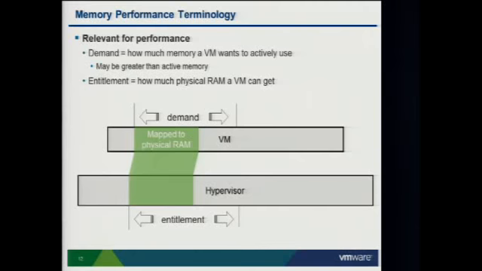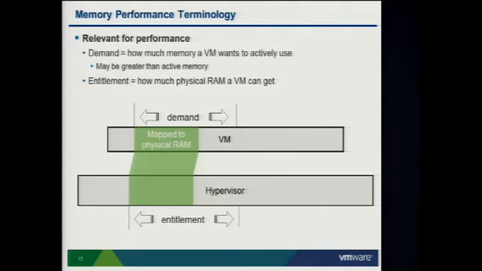It may be greater than active, though, because the VM may be limited and not able to get all the memory it wants. And so demand is really saying what it wants. In a perfect world where there are no resource constraints and it could use as much memory as it wanted, what would it use? That's what demand is trying to measure. Entitlement is saying what it actually gets, what it can get. So you know that if what you want to use is more than what you can get, that's probably not a very good thing.